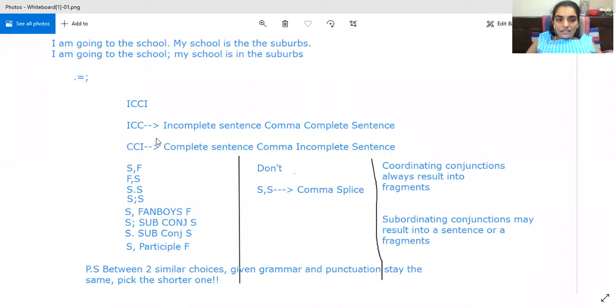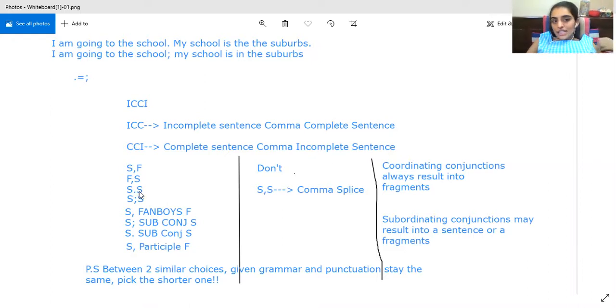So basically, to combine sentence and fragment, you need a comma. To combine fragment and sentence, you need a comma, right? To combine sentence and sentence, or to separate sentence and sentence, it's a full stop. If you try and do this, like sentence, comma, sentence, it will make you comma splice. You can't do that.